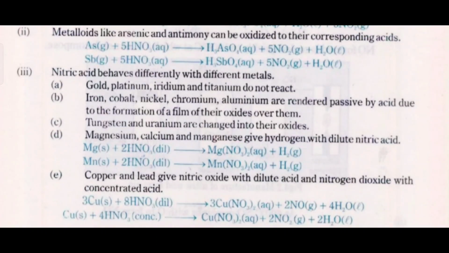Now let's talk about what is aqua regia. Aqua regia is very important from the exam point of view. Aqua regia is a mixture of concentrated HCl and concentrated HNO3 in the ratio of 3:1. In other words, we can say that aqua regia has 3 proportions of HCl and 1 proportion of nitric acid. Aqua regia can dissolve noble metals like gold and platinum. These metals are converted into their chlorides.